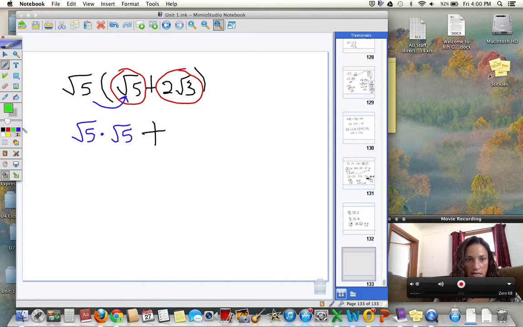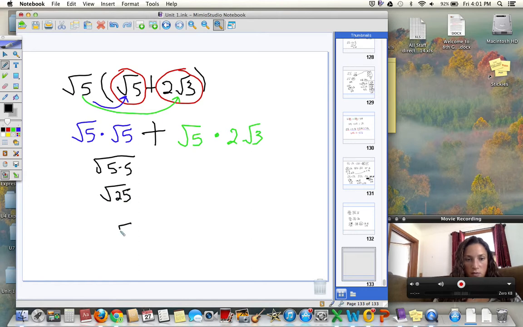And then I take my square root of 5 and I times it by this, which is going to give me square root of 5 times 2 root 3. Square root of 5 times square root of 5, I just put them under here. That gives me square root of 25. Square root of 25, hey, guess what? That's 5.